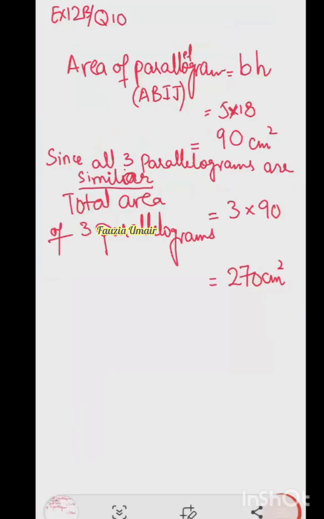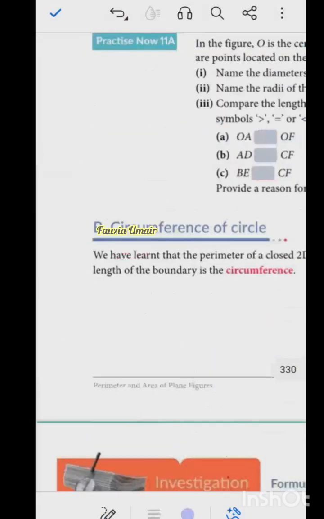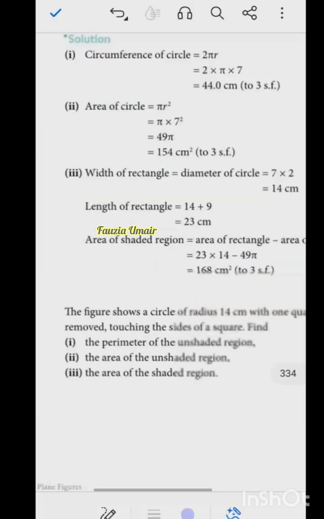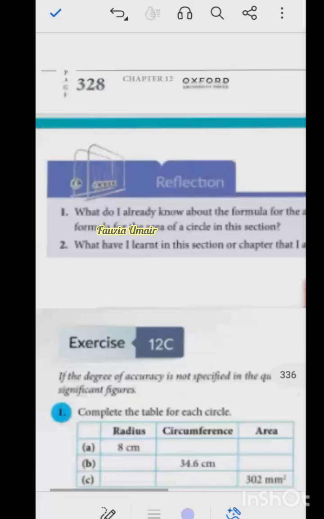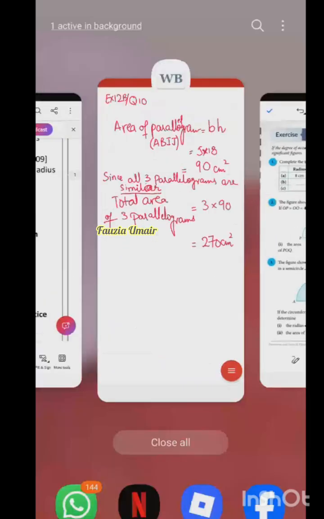So now we are going to do the next exercise. We have to do a lot of questions from that exercise. So it's related to circles. Let me go to the exercise so that we can see what questions we need to do. So this is 12C in front of you. We need to do question number 3 till question 12.